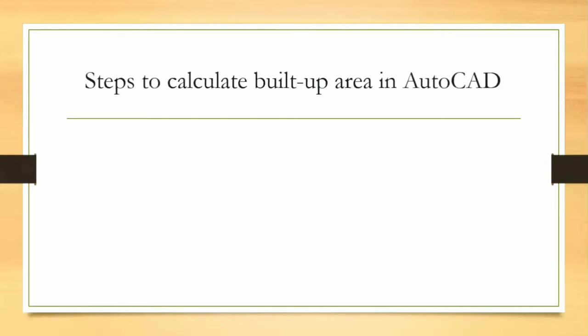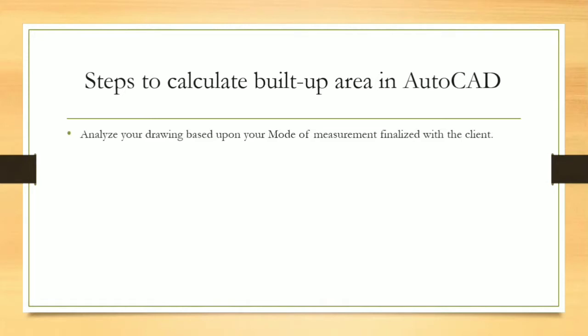Now, what are the steps involved in calculation of built-up area? First of all, we have to analyze our drawing depending upon the mode of measurement which is finalized with the client. Now, what is this mode of measurement? Mode of measurement is determined at the time of tender, that we have to consider 100% for our flats, we have to consider 50% for our balcony or 75% of our balcony, which cutout should be neglected, which cutout should be considered for the deductions in built-up area. That all comes under mode of measurement. So first we have to see what is our mode of measurement of our drawing finalized by the client.